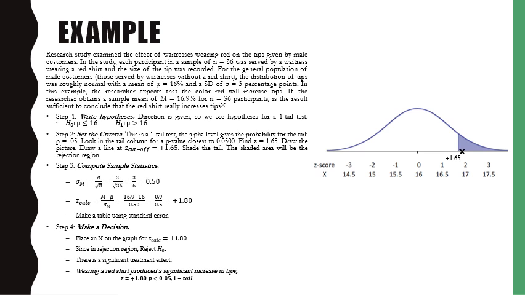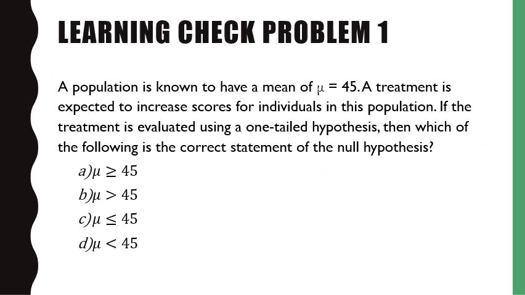The next thing you're going to do is make a decision. Well, the calculated z-score is 1.8, so put an X on the graph where the 1.8 is. Since it's in the rejection region, you're going to reject the null hypothesis, and you're going to say there is a significant treatment effect. So your conclusion sentence would be, wearing a red shirt produced a significant increase in tips. Z is equal to 1.8. The probability is less than 0.05, and it's a one-tail test.